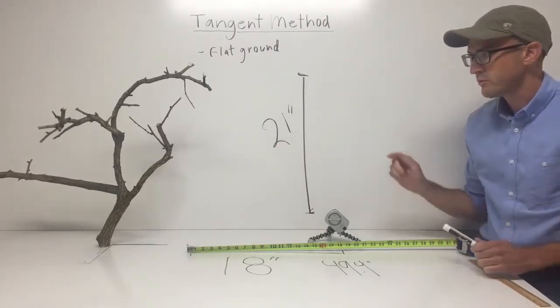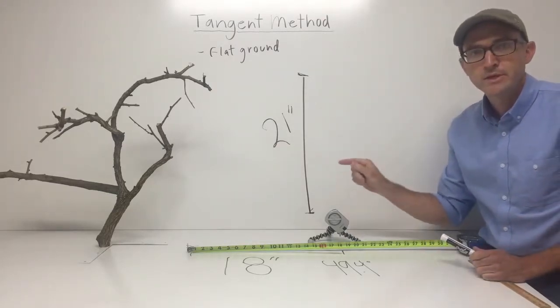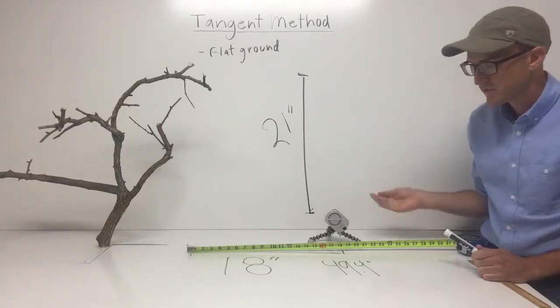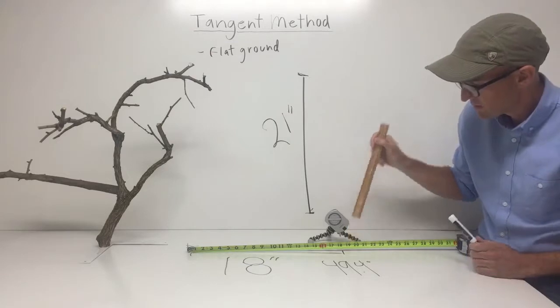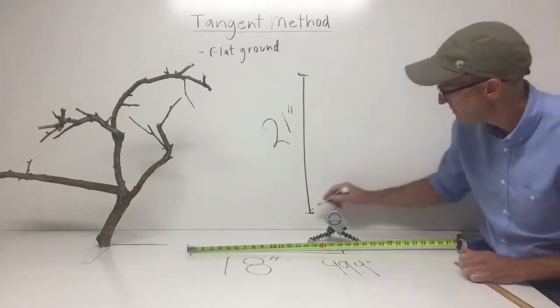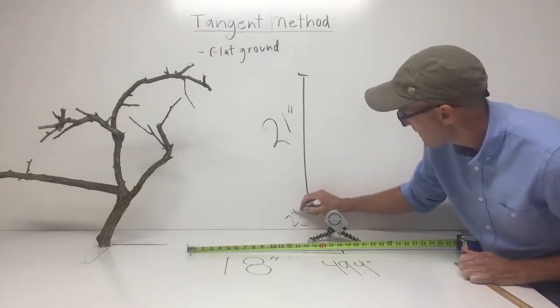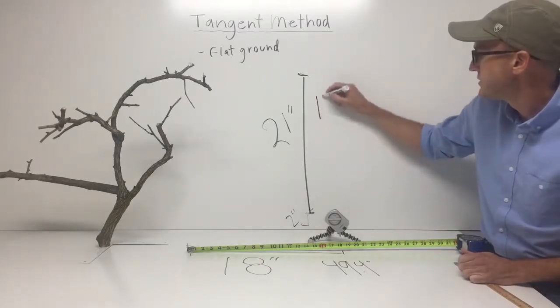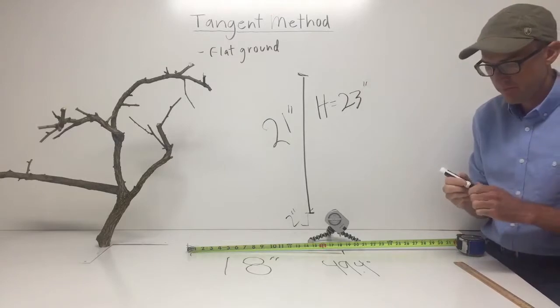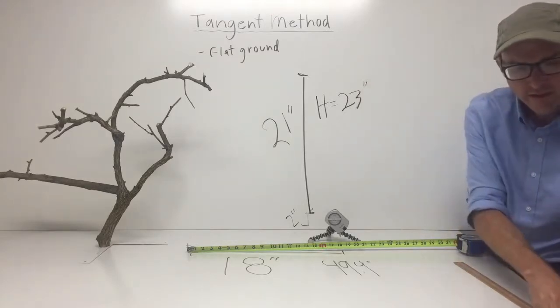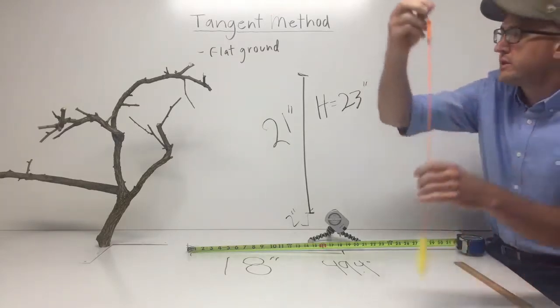Now in most cases we would also want to do a tangent-based measurement to the base. Since we're on flat ground, we can actually do that directly, which is 2 inches. So now we know that the total height of the tree model is 23 inches. And let's take a look at the right triangle that we created.